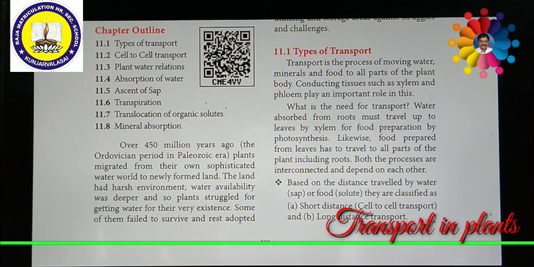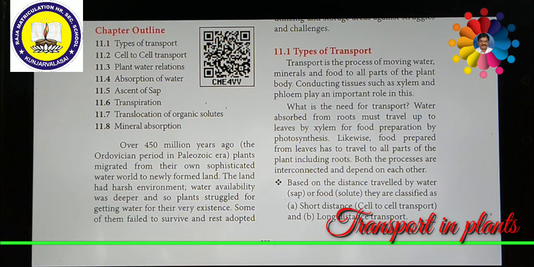What is passive transport? If the transport takes place without utilizing any energy, that means due to the concentration gradient, either the water or minerals are moving from one part to the other part without expenditure of energy, then this will be called passive transport. On the other hand, if the transport is utilizing energy like ATP, which is produced during respiration, or if any energy is obtained due to any biological process, then this process will be called active transport.